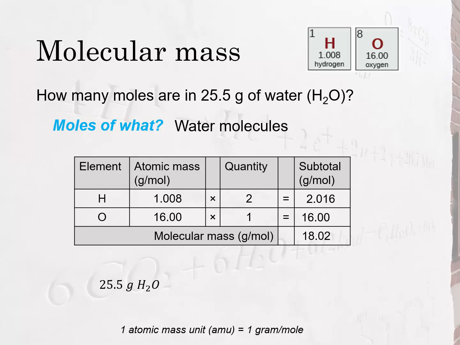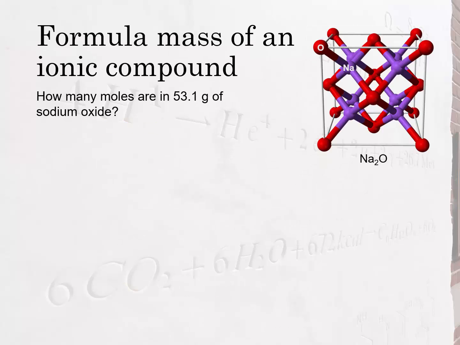Now I can use this number to convert 25.5 grams of water into moles, and the answer, correctly rounded, is 1.42 moles of water. Water is a covalent molecule, so we called its mass the molecular mass.